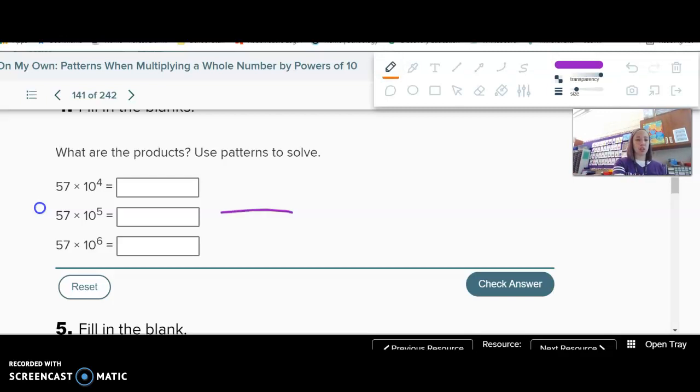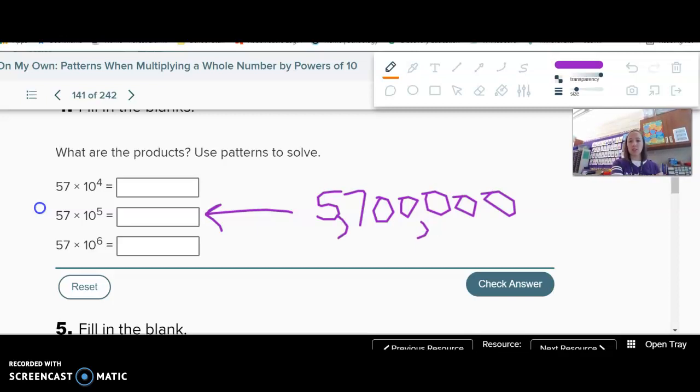Let's do the middle one. 57 times 10 to the 5th power, or the power of 5. Hopefully you got it. 57. How many zeros? 5 zeros. Put my commas in. 5,700,000. And again, notice how much longer that is to write than this. Especially if you think back to the 3 times 10 to the 9th, was much shorter than writing 3 billion. So that's when it can be really handy if I have to write these big numbers to shorten it up.